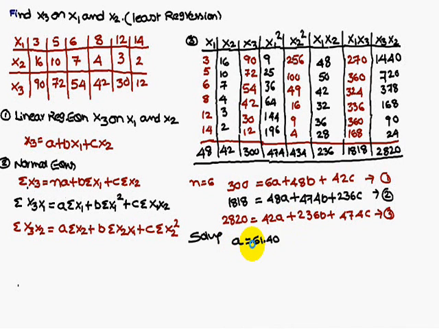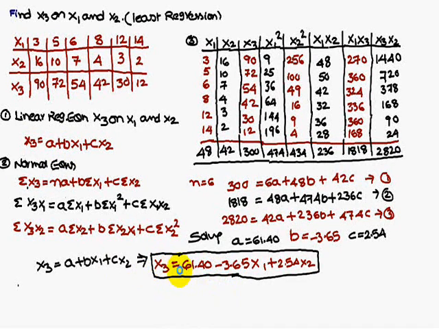By solving, you get a = 61.40, b = -3.65, and c = 2.54. Now we substitute these values of a, b and c in the regression equation. Therefore x3 = 61.40 - 3.65 times x1 + 2.54 times x2. This is the linear regression equation of x3 on x1 and x2. This concept is called multiple regression. Okay, thank you.